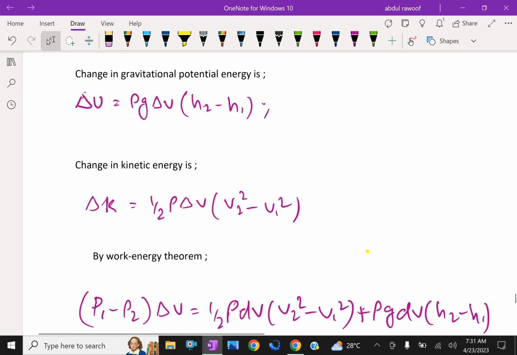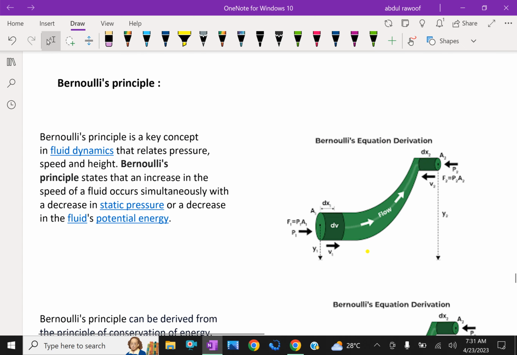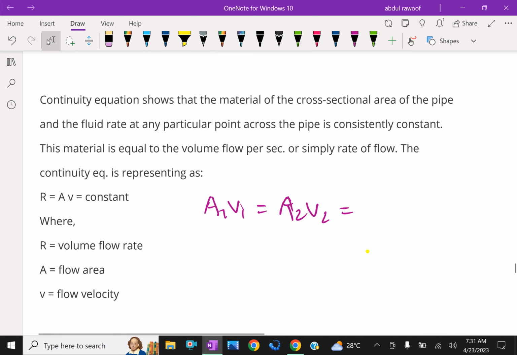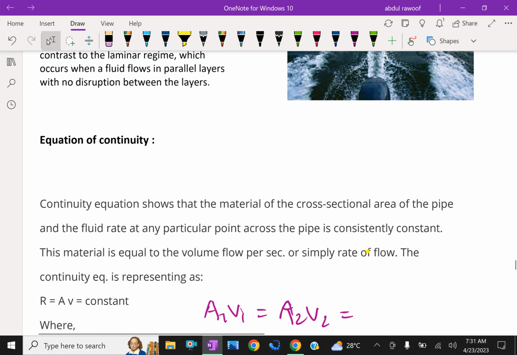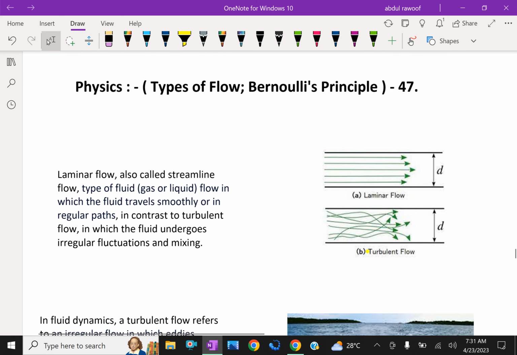So far, we have done the derivation of Bernoulli's equation and its explanation, as well as the continuity equation and types of flow, that is turbulent flow and laminar flow, like that.